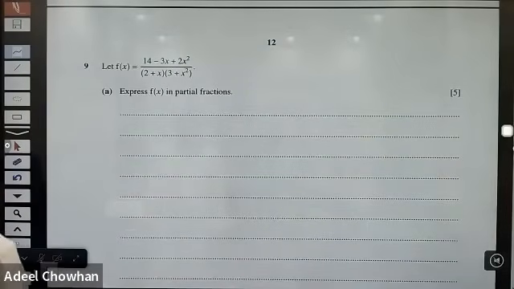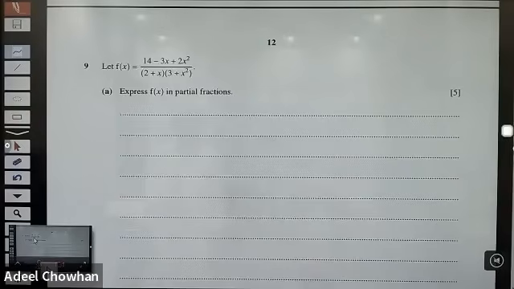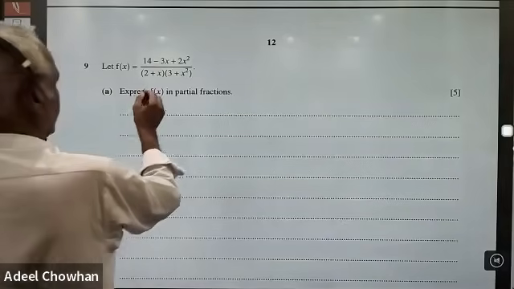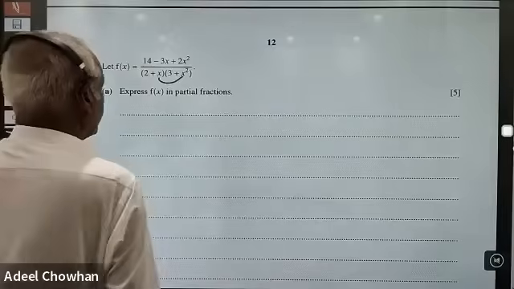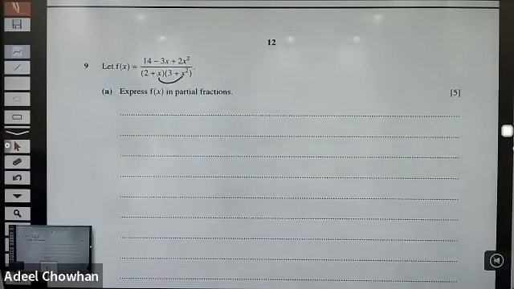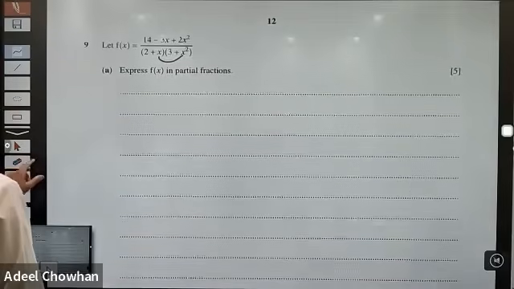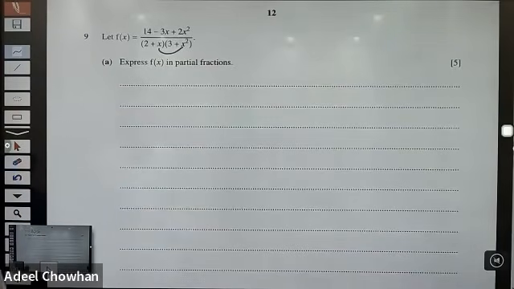Question number 9 now. Let f of x is equal to 14 minus 3x plus 2x square over 2 plus x into 3 plus x square. Express f of x in the partial fraction. Since it is a proper fraction, because x into x square is x cube and the highest power in the numerator is x square. So it is a proper fraction. So no need to do division. So we just have to write the partial fraction of this.